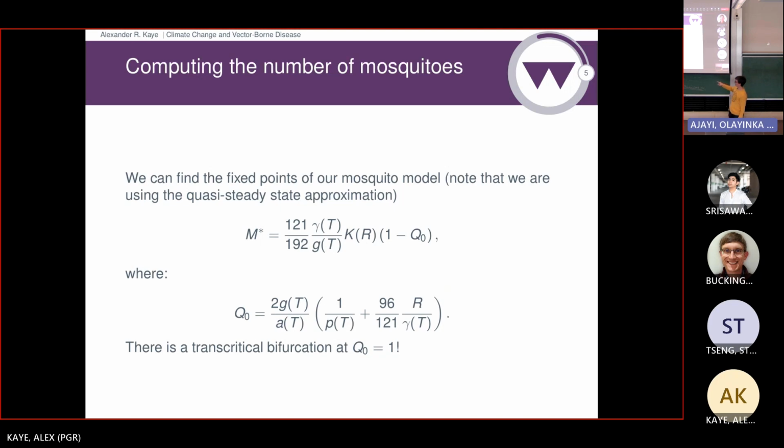The most important bit is this M star, which is the mosquito model, and its dependence on 1 minus Q naught. And so if you've done any bifurcation theory, maybe you can see that Q naught is a bifurcation parameter, and it flips stabilities at Q naught equals 1. So if Q naught is bigger than 1, then M star becomes negative, and the trivial population of all 0 mosquitoes becomes stable. And if Q naught is less than 1, then we're in this stable steady state M star.